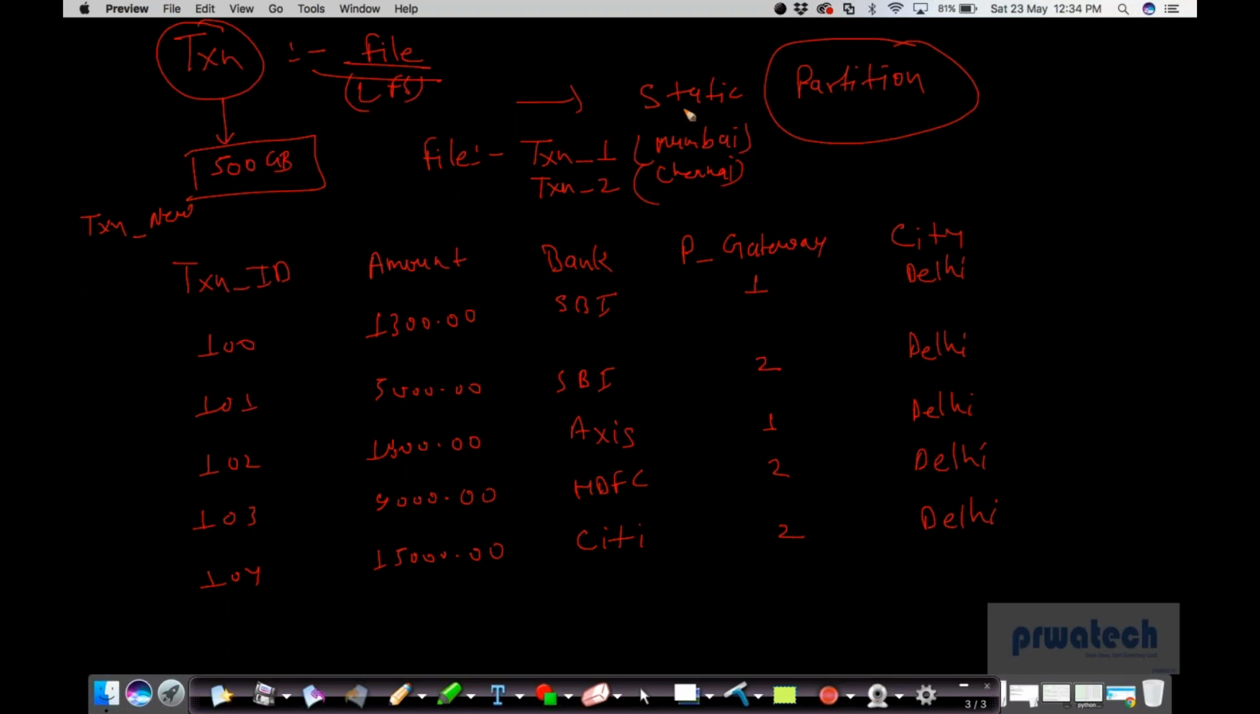Then I can use the static partition. Let's understand the concept first. Anyway, I'm going to do the practical after this. Okay, but what if I have the result mixed in a file?